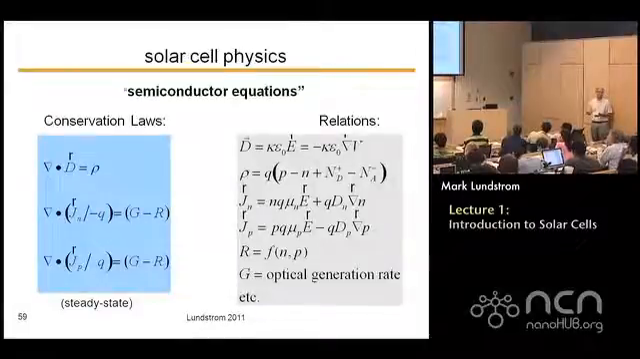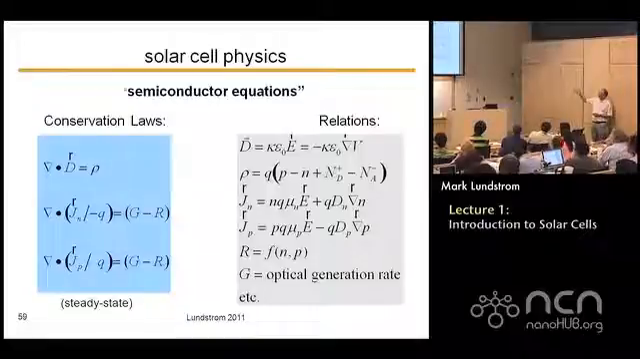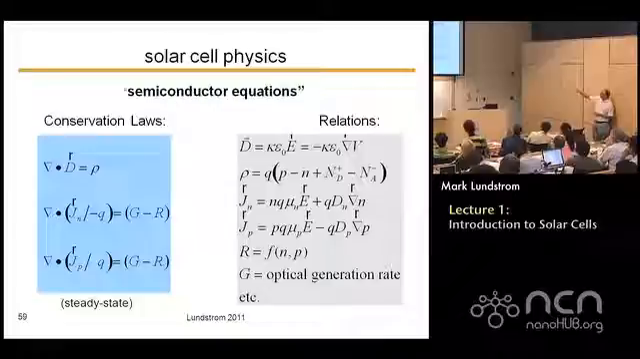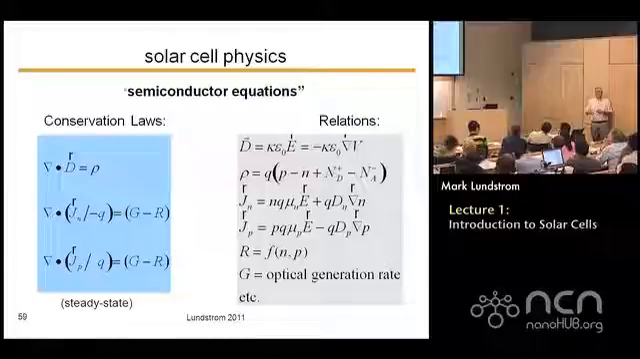All right. Here they are. The first one is divergence D is equal to rho, the charge density. This is Gauss's law. The second one is divergence current density is equal to generation minus recombination. The third one is divergence of hole current is generation minus recombination. The currents are given by drift diffusion equations. We have expressions for the recombination rate. The point is we have 3 coupled nonlinear partial differential equations.